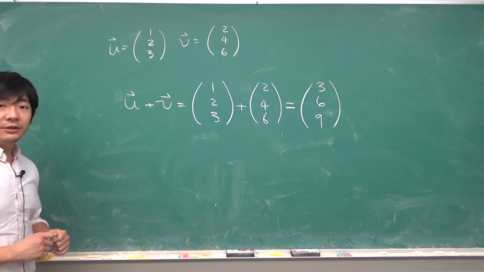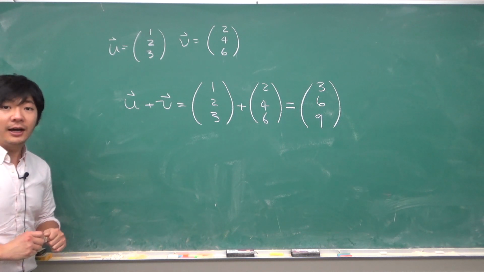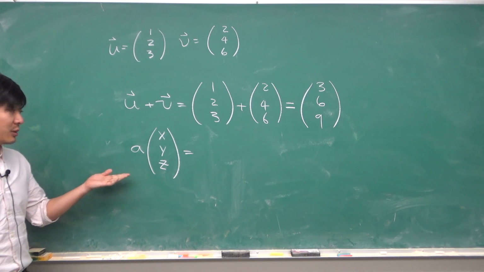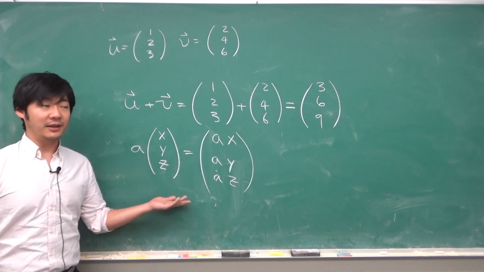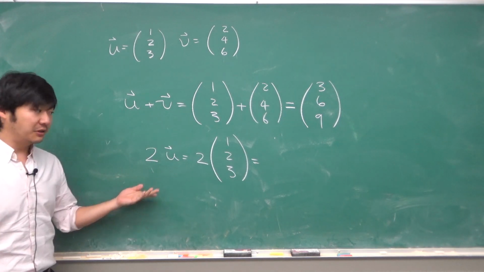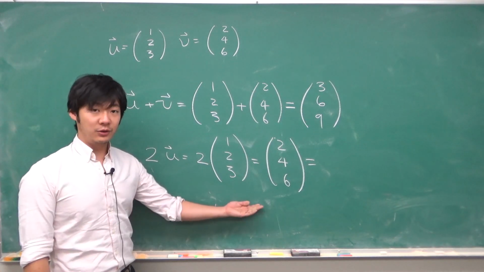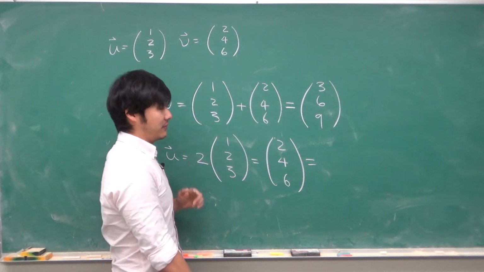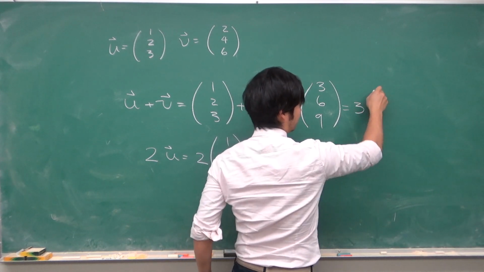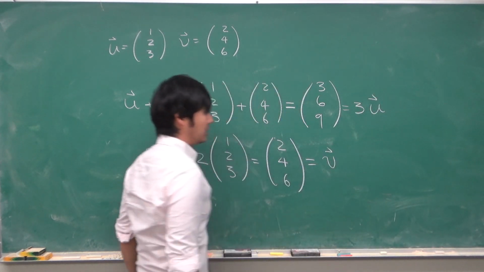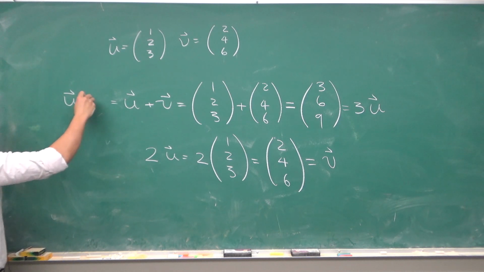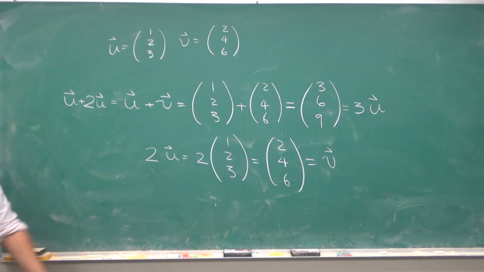You can also consider the scalar multiplication of a vector. If a is just a scalar number, then we can multiply term by term to get something like this. So for a more concrete example, 2 times the vector u will give us the vector 2, 4, 6, which is actually just v. And if you notice, 3, 6, 9 is just 3 times 1, 2, 3. This is 3u, but this is compatible with the vector addition. u plus 2u is 3u.